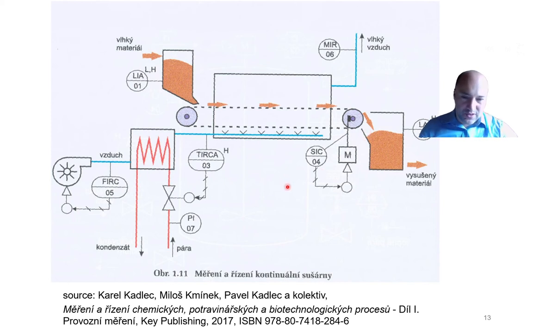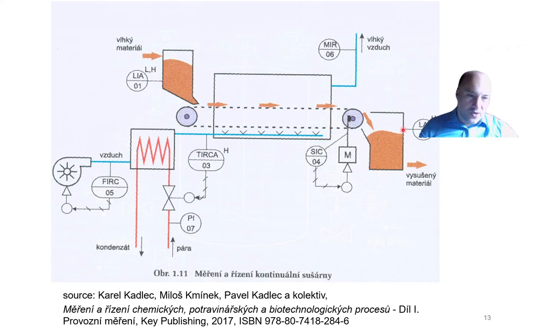Now this process is a continual drying process. So here on the input you have some wet material that you need to dry, and here you have your dried material. So what do we do here? Here we have a silo of our material. We measure the liquid level. We indicate the low level and high level so that we can fill it, or eventually we can stop the conveyor belt if it's empty.